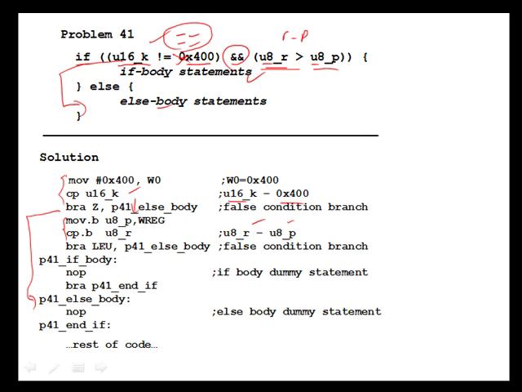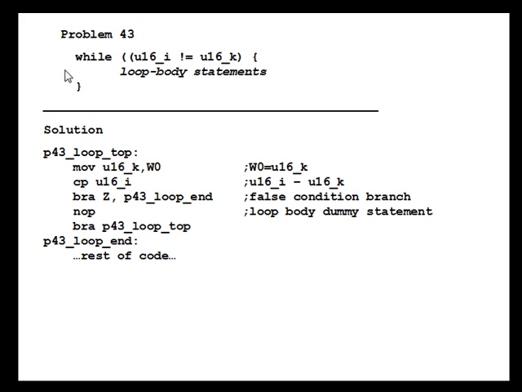Our flags will now be set. We're going to need the false condition for this branch. The false condition is going to be less than or equal. So we're going to do branch less than or equal to the else body. If neither of these branches are taken, then it means that both conditions are true, and we'll fall through here and execute our if body. Here, as before, we'll need an unconditional branch around the else body to the end of our if statement.